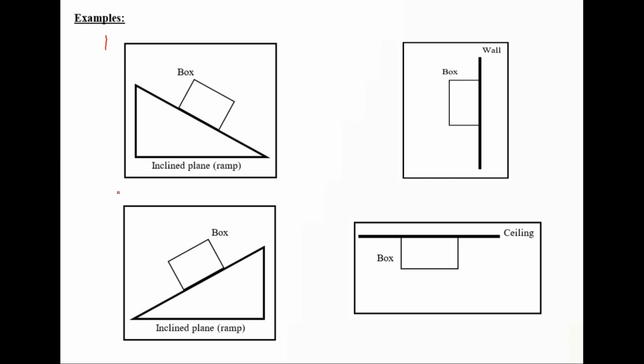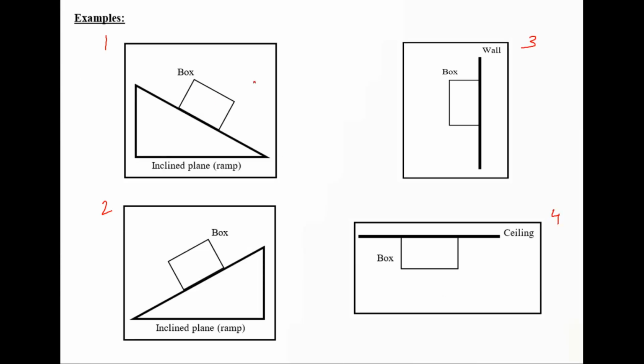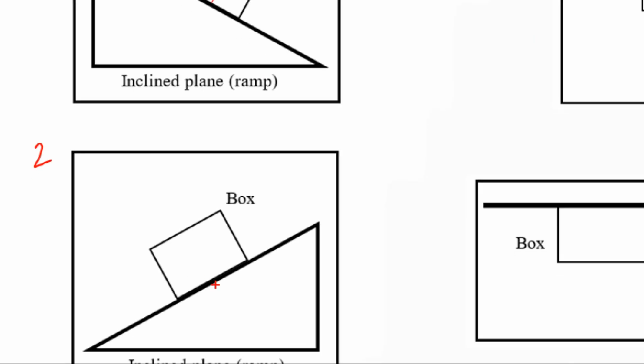Let me say this is 1, this is 2, this is 3, this is 4. In examples 1 and 2, the support is a ramp. In 3 it is a wall, and in 4 it is a ceiling, and we need to represent the normal push in each of the following cases. Remember that the normal push is perpendicular to the support. So in this case it's going to be like that, and in this case it's going to be like that.